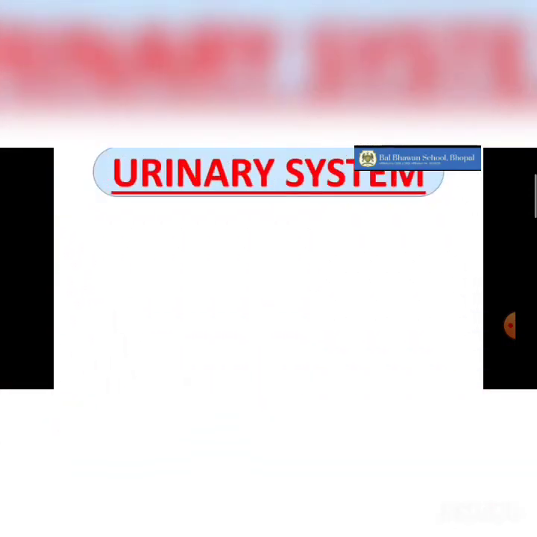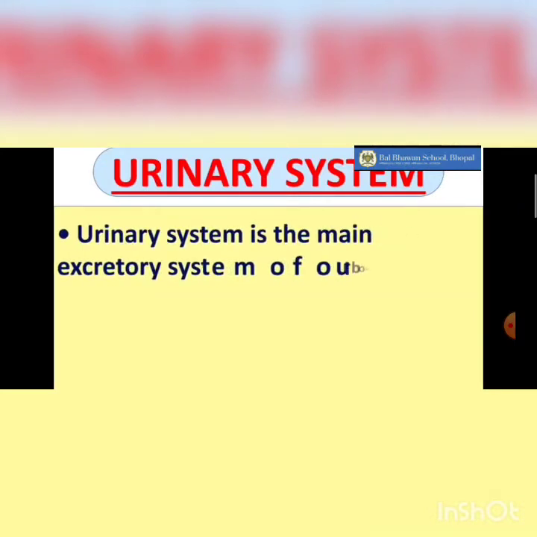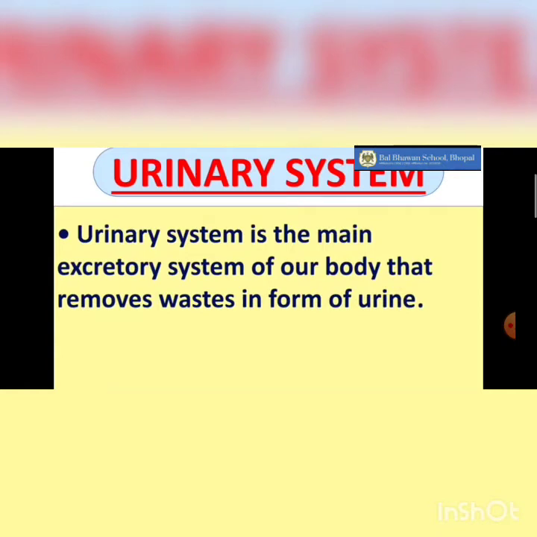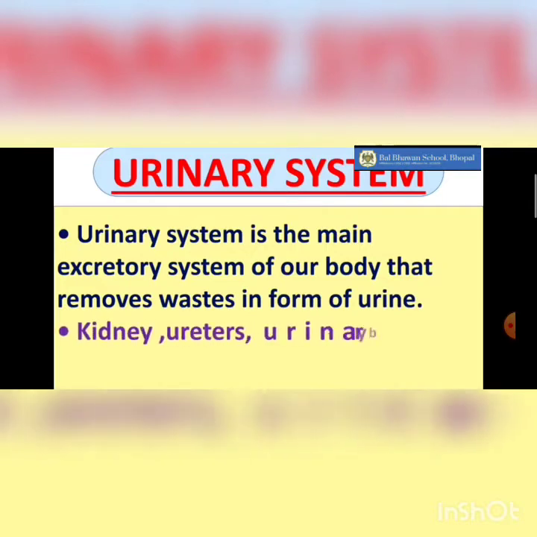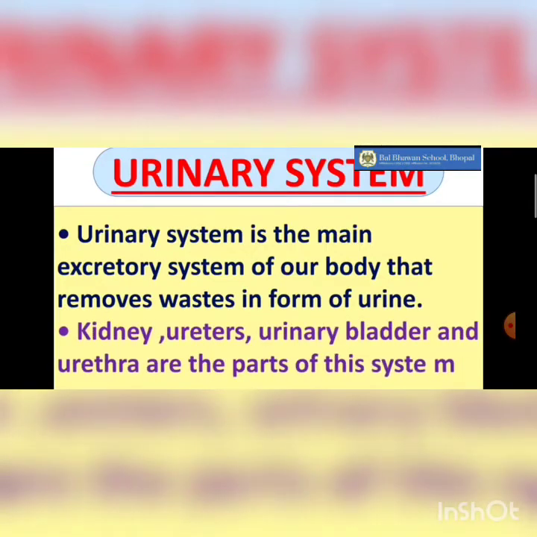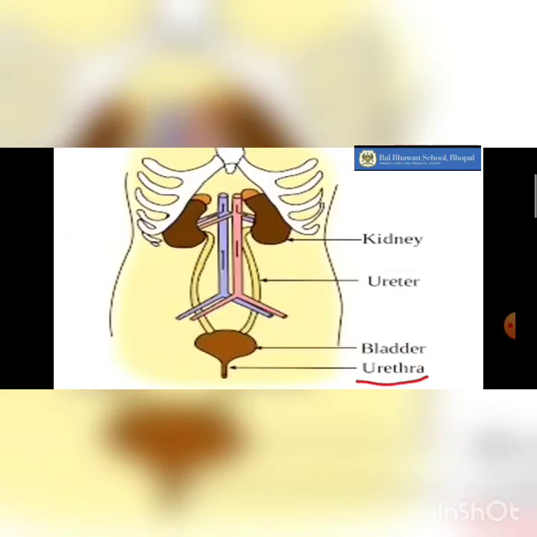Coming to the urinary system, which is our main topic for today. The urinary system is the main excretory system of our body that removes waste in the form of urine. Kidneys, ureters, urinary bladder and urethra are the parts or organs of this system. Now you can have a look at the diagram of the urinary system. It has a pair of kidneys, two ureters, bladder and urethra.